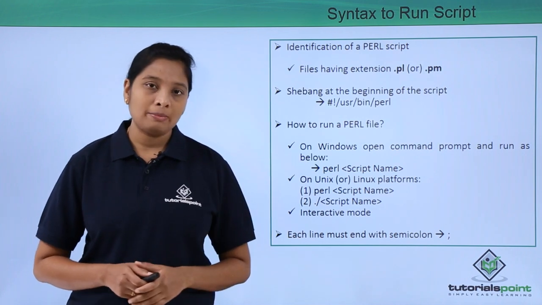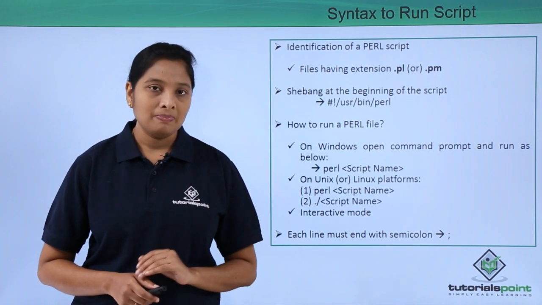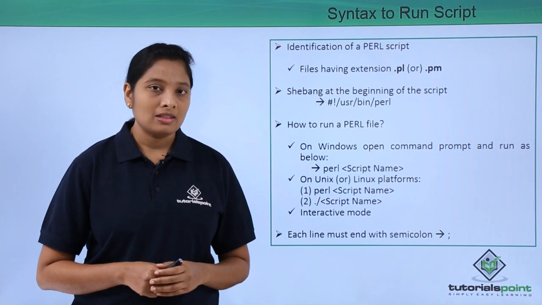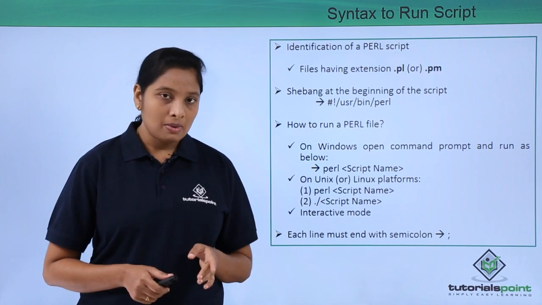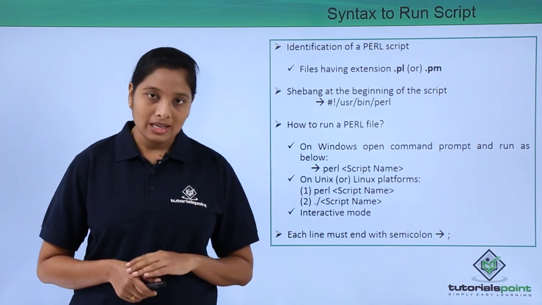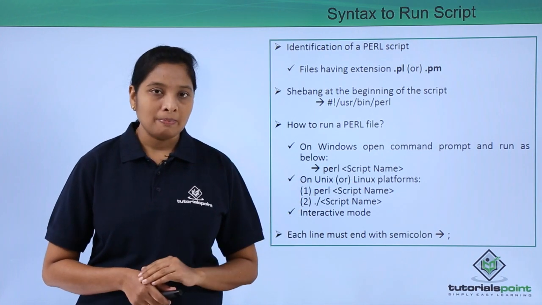To know the Perl interpreter path on your Linux systems, just type which and then the Perl. You will get the interpreter path. Thirdly, how to run a Perl script. If you want to run a Perl script on Windows, just open the command prompt and give Perl, followed by the script name.